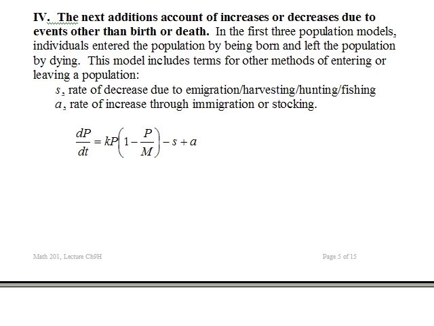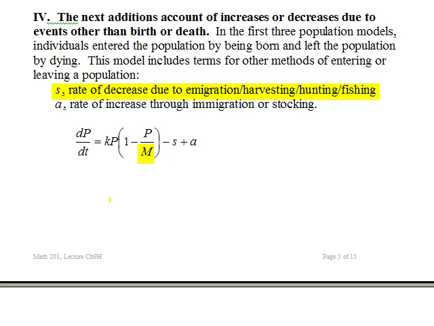Here I haven't included the minimum viable population, but the carrying capacity is still included. But you include two other terms, and they have to do with how individuals enter and leave the group. If you don't have these other terms, the only way individuals enter or leave the population is by being born into it or by dying. But of course, you can enter or leave in different ways. So we have another term, which I'm calling S, and that's a rate of decrease. You can leave because you got hunted, fished, harvested, or you emigrated out.